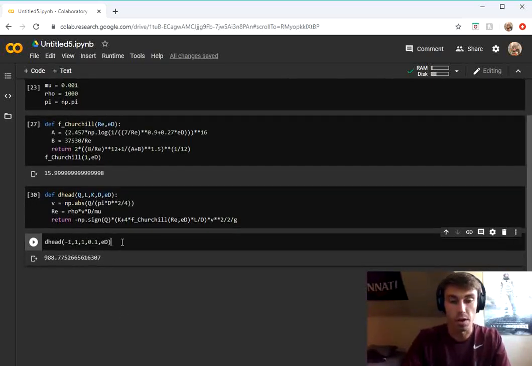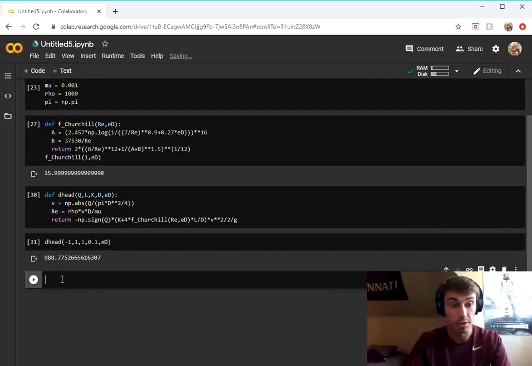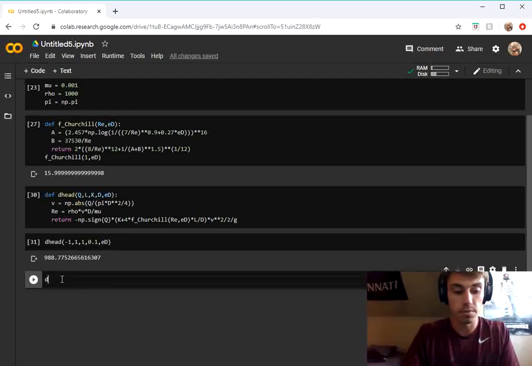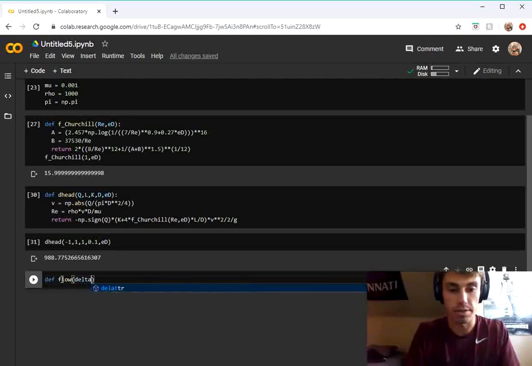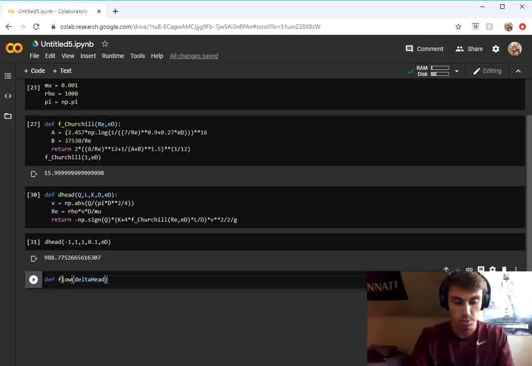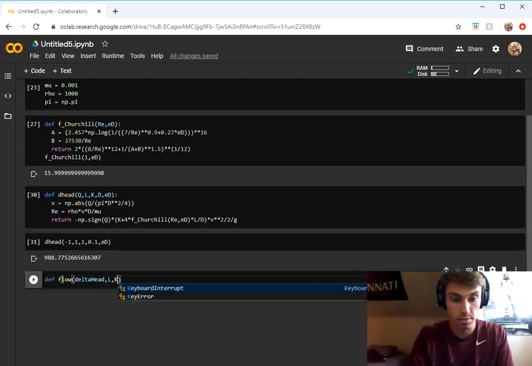From here, we can move on to defining a function for the flow. We're going to call that flow, and we're going to use some new variables. So we're going to say delta head, and then we have the length of the pipe again. We have the K value for the pipe. We have the D and the ED, the diameter, and then the ED.